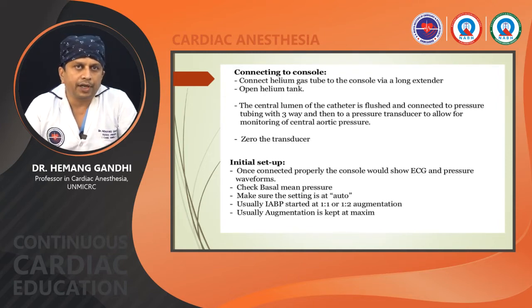So the initial setup required for starting this balloon is, once you properly connect the console, you should also check the ECG and pressure waveform on the balloon monitor. Check the basal mean pressures. Make sure the setting is on auto. First, when we start, it should be with the auto mode from the balloon. And usually IABP initially starts with 1:1, and if tachycardia is there, we can start with 1:2 augmentation. And usually the augmentation percentage is kept maximum at the starting of the IABP machine.